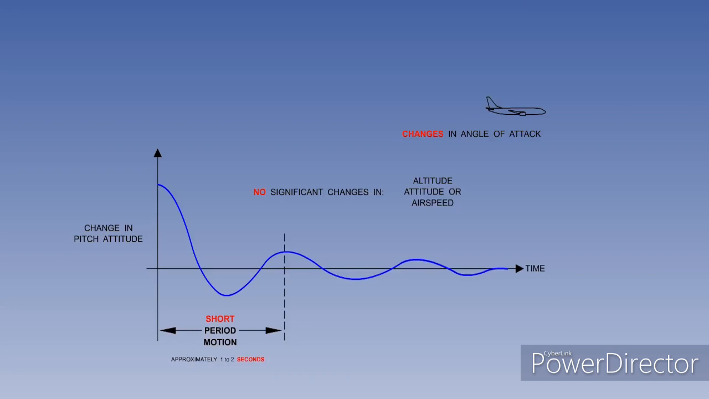This concludes our study of longitudinal stability. We will consider directional stability and lateral stability next.